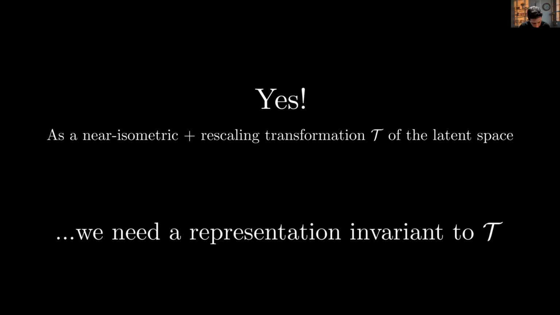The flow is the following. We observe that there is a transformation. We assume and model that the transformation is this one, and we define a representation that is invariant to that transformation. And those are the relative representations that we are defining here.